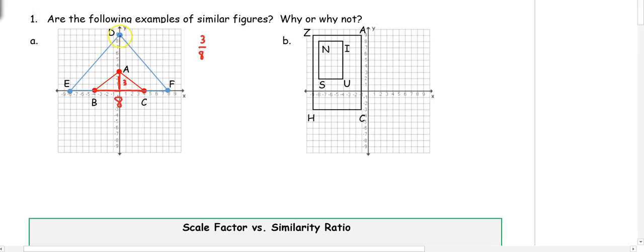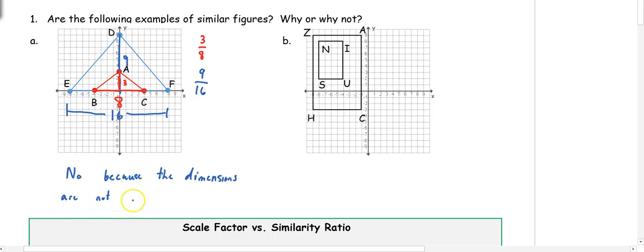Then we're going to do the same thing for the blue triangle. So the height of the blue triangle is 9, and the length of the base when we count is 16. So we have 9 over 16, which can't reduce. So because the ratio of height to base does not reduce to the same thing, these shapes are not similar. So we would say no, because the dimensions are not proportional.